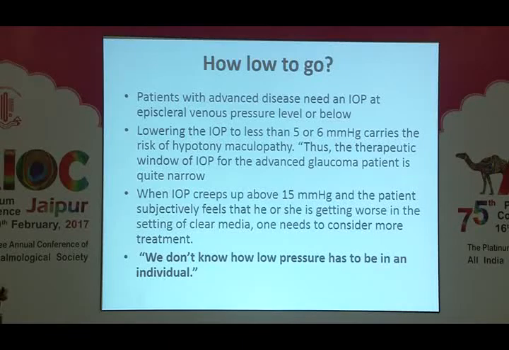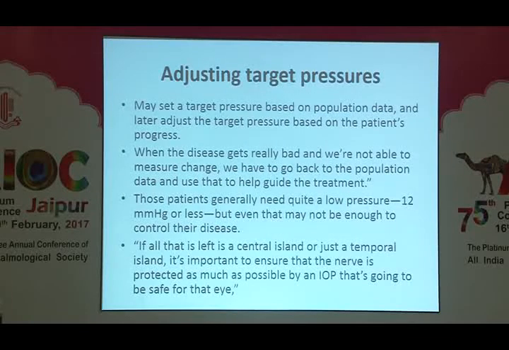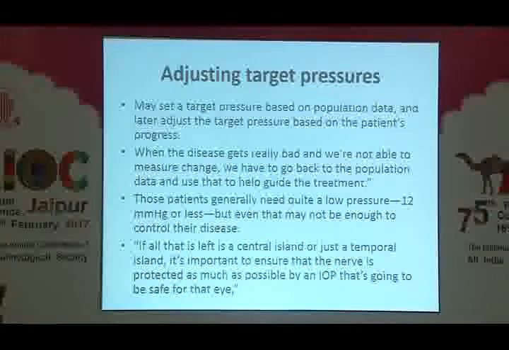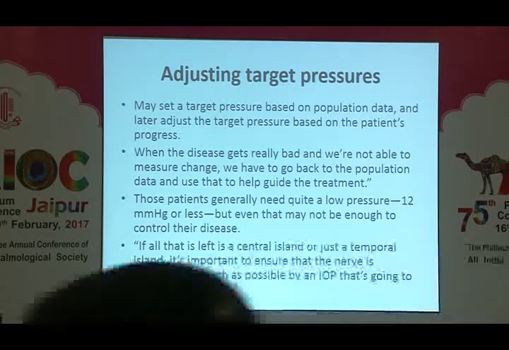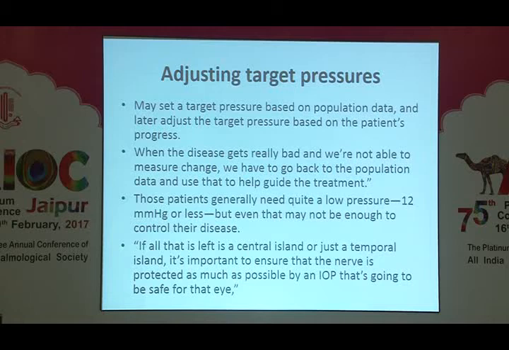Above 15 is never a good idea. So what we really get is, less than 5 or 6 is not compatible. So something between, say, 6 to 10 or 11, 12 is a good target pressure for this group, provided we are able to judge progression, which is a really million-dollar question. And if they're left only with a temporal island, again, we just go on the patient's history.